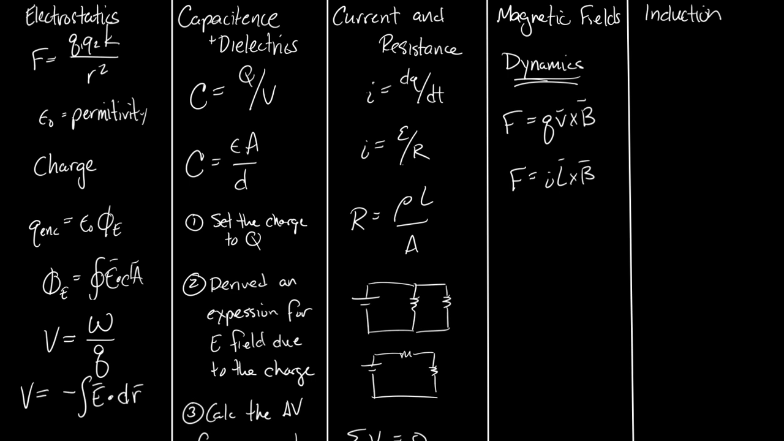This is also where we get Biot-Savart, where the creation of a magnetic field comes from the motion or the movement of charged particles. If you remember, it's something like dL cross r hat, can't really fit it in there, divided by r squared.